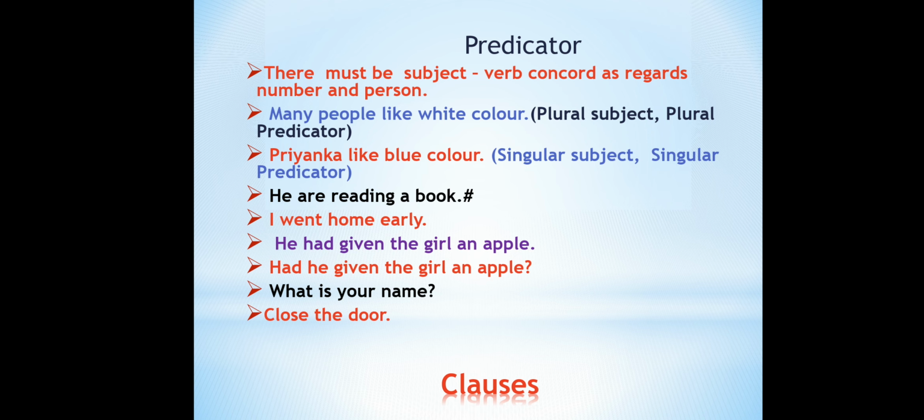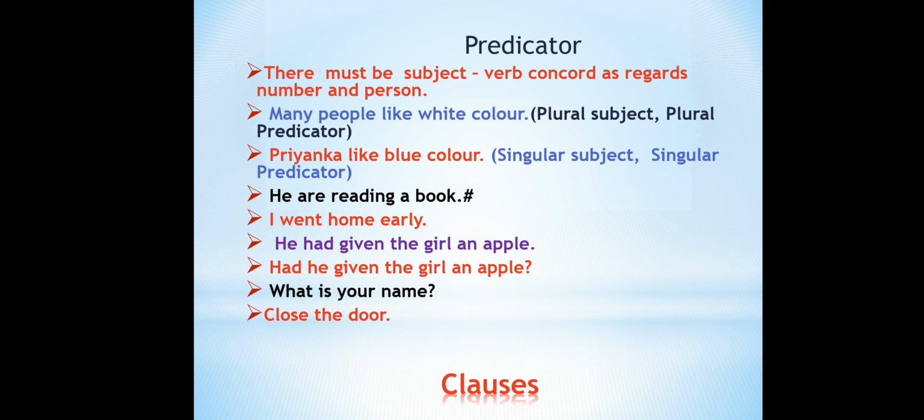Then one more important point is that there must be subject verb concord in the given clause. So what is subject verb concord? In simple words, we must choose the predicator according to the subject. Look at the first example. Many people like white color. Here the subject is plural, and so the predicator is also plural.